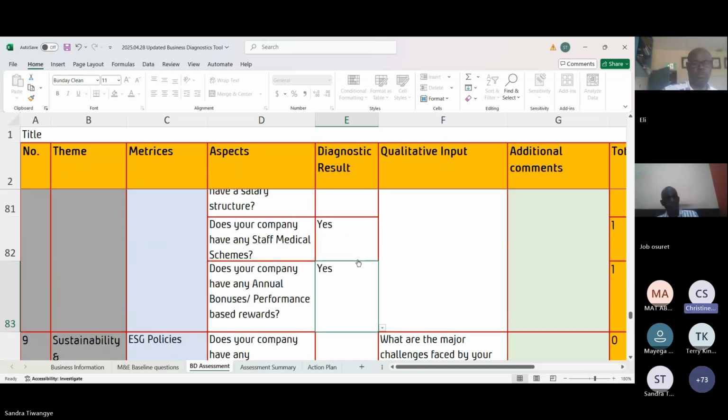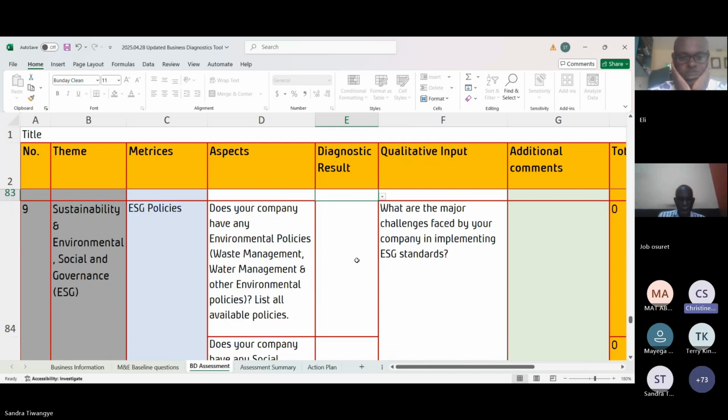All right, thank you. Sustainability, we have categorized the aspects into three. So just simply let us know if you have any policies that relate to environmental management. It could be waste or water management. Then do let us know if you have any policies that relate to social aspects within your company.